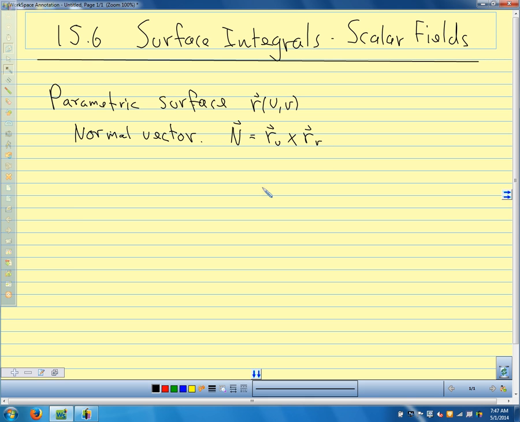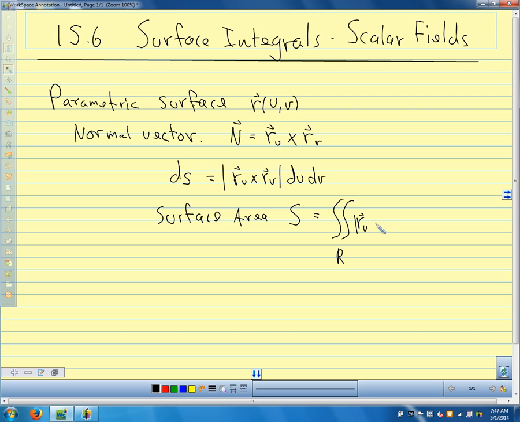And our surface differential, a little piece of surface area, that ds was, for a parametric surface, the magnitude of this cross product. We approximated the area of a little parallelogram with the magnitude of the cross product. So that was our surface area differential. And we said the surface area S was the double integral over our region, whatever region this surface is above in the uv plane, of the magnitude of this cross product. And R is our region in the uv plane.